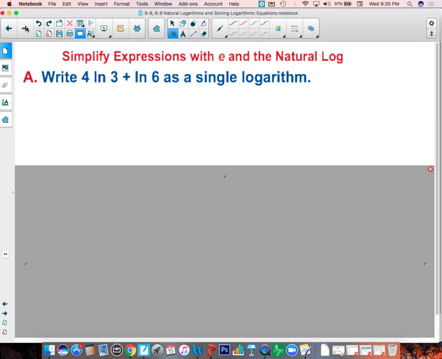So now we're actually going to do a little bit of what we did yesterday. We didn't do it with natural logs yesterday. We did it with normal logs, common logs. But now we're just going to do it with natural logs. So this is pretty much review. Take a second to write that down and then condense it.